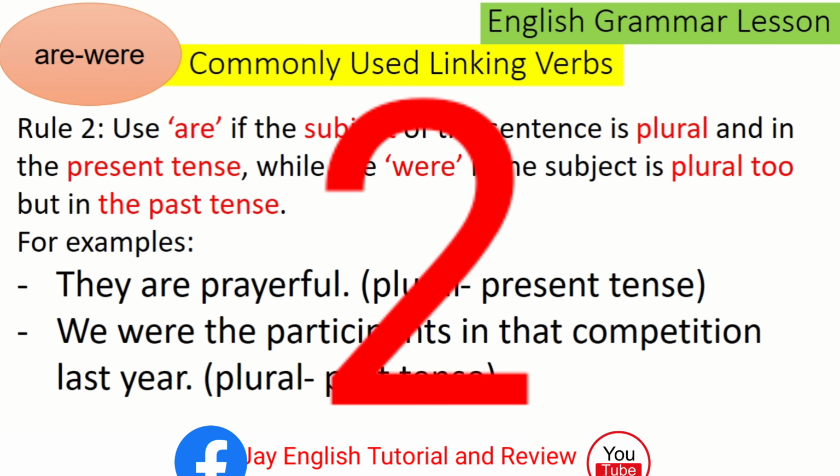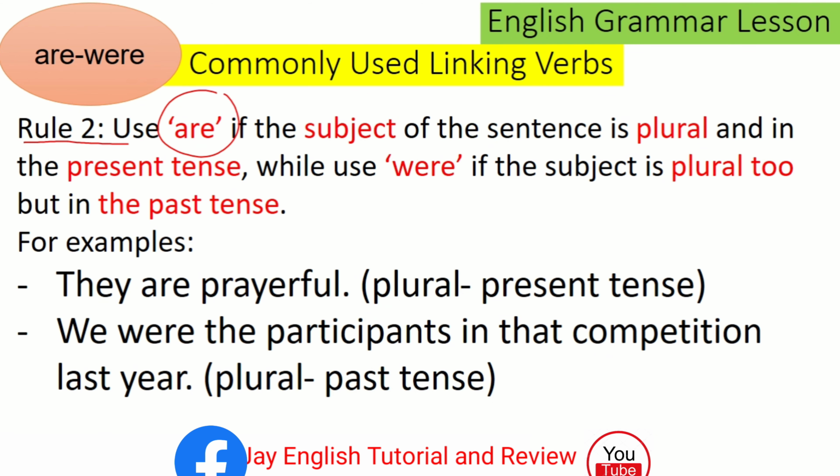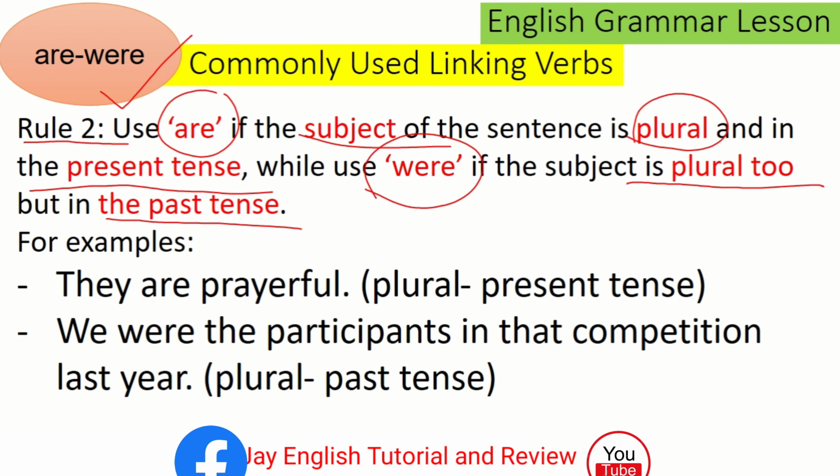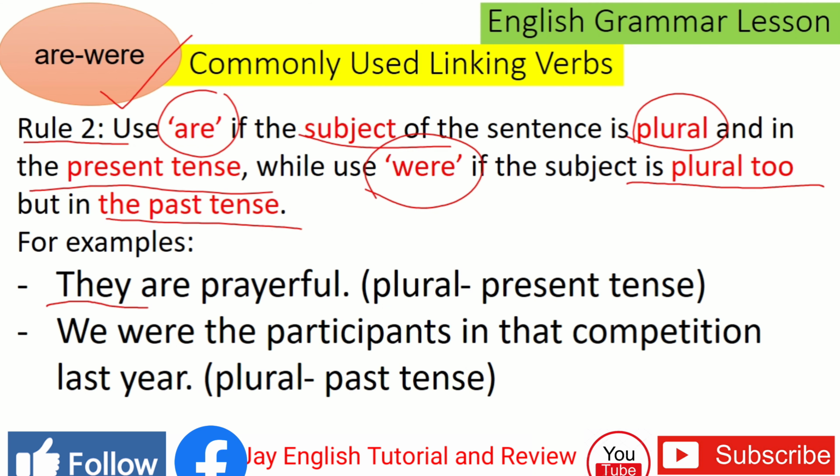Rule number 2. Use are if the subject of the sentence is plural and in the present tense, while use were if the subject is plural too, but in the past tense. Okay, that is are and were. For example, they are prayerful. So we have the subject here, they, and they is a plural subject. It refers to more than one person or persons. Then we have right here a plural linking verb are. Okay, then that is plural in the present tense.